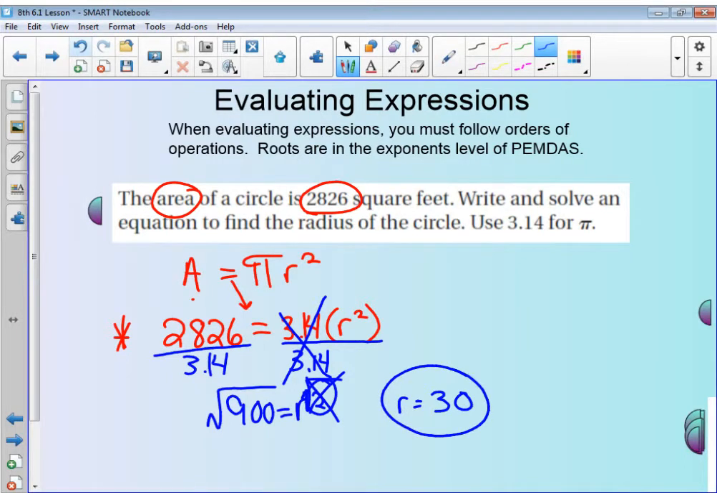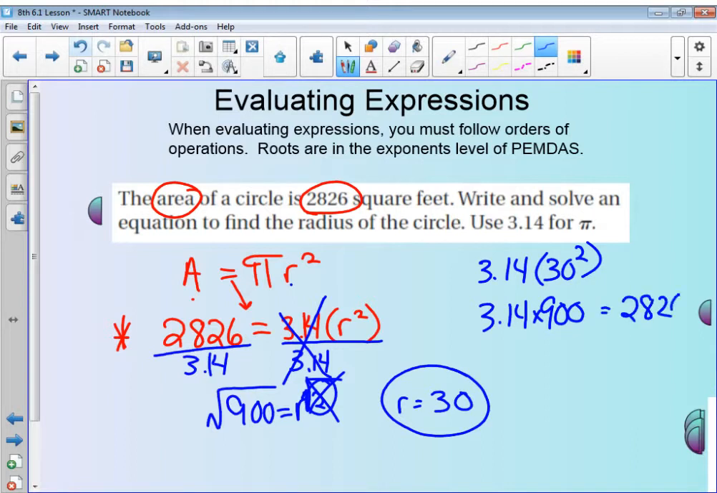And I could go back in and plug that into my original equation and put 30 here. So then I would do 3.14 times 30 squared, which would give me 900. And if I punch in 900 times 3.14, it's going to give me 2,826 on my calculator. So this is my final answer.